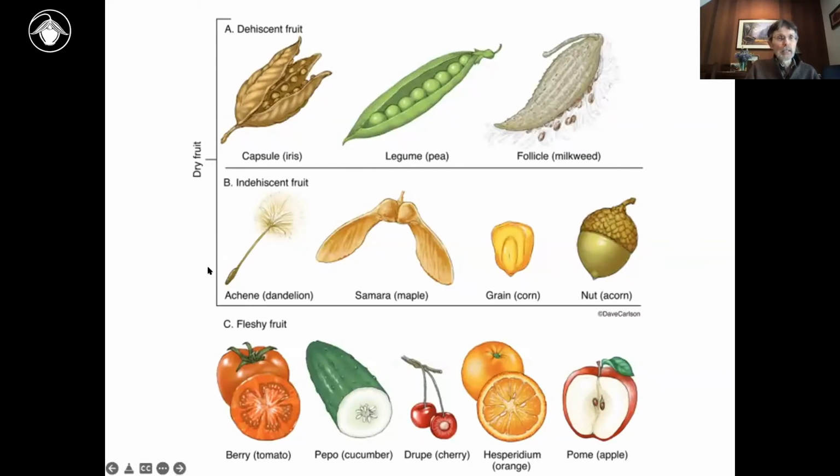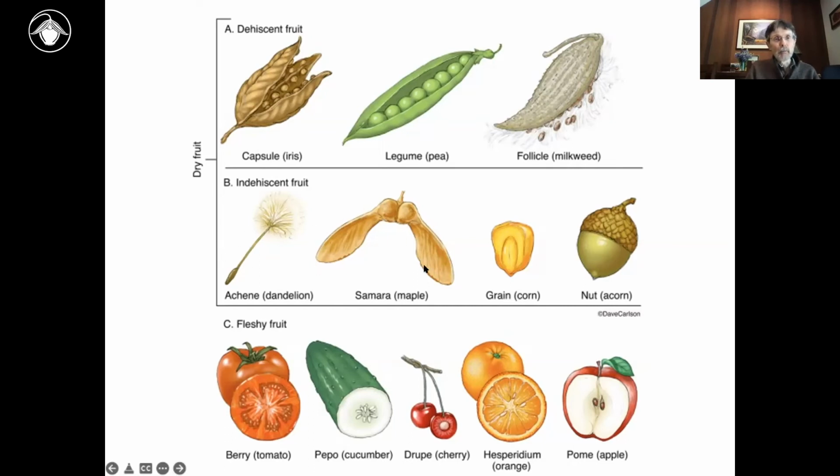Indehiscent fruits include achenes, which are dry indehiscent one-seeded fruits, where the seed is not fused to the inside of the ovary. The seed is loose inside. And here you can see an example with a dandelion fruit. Although technically this is from an inferior ovary, it would be called a cypsela, but we're not going to worry about that. In this case, there's a beak, which is actually fruit wall, and then the sepals up here are modified into a parachute-like structure, and this whole thing is a dispersal unit.